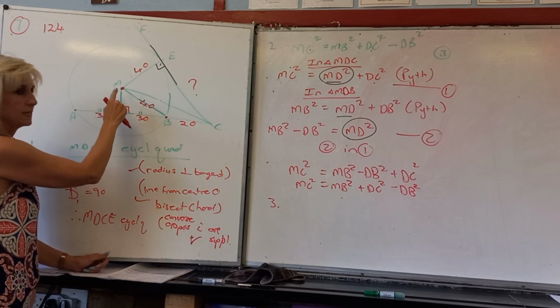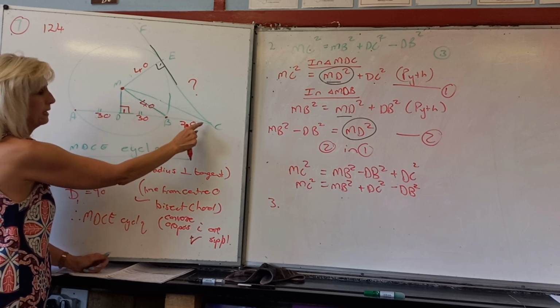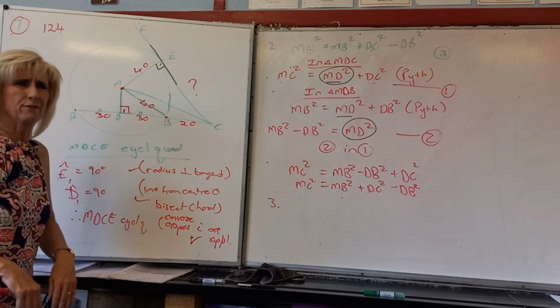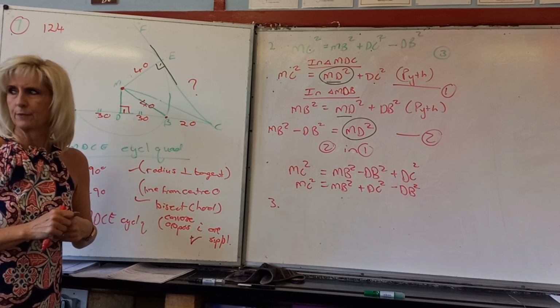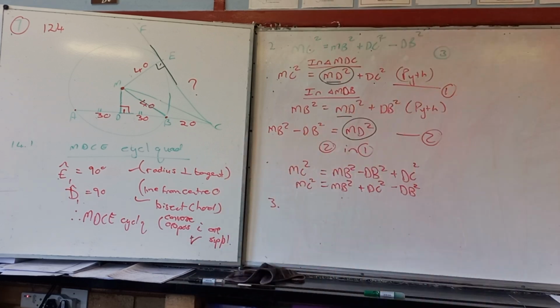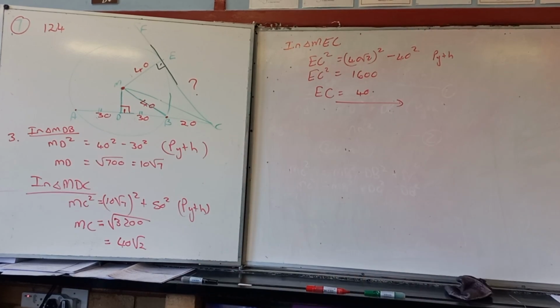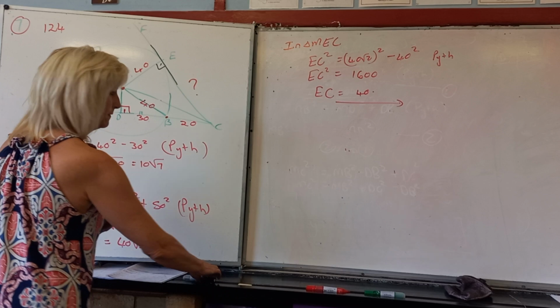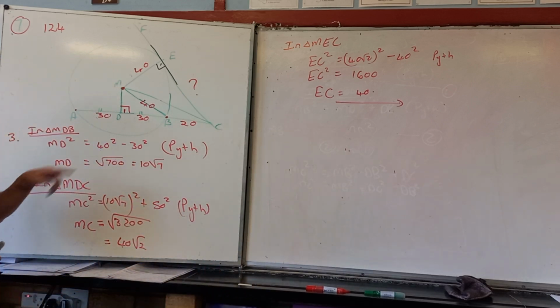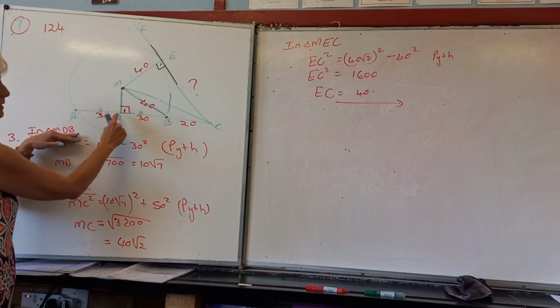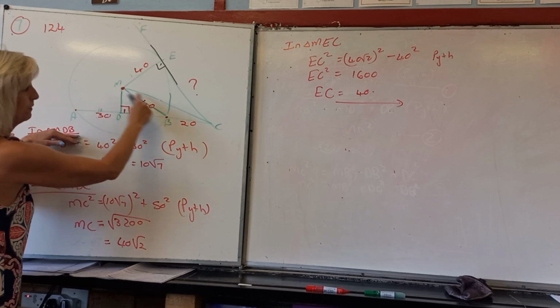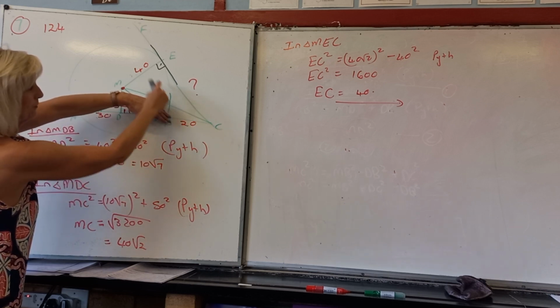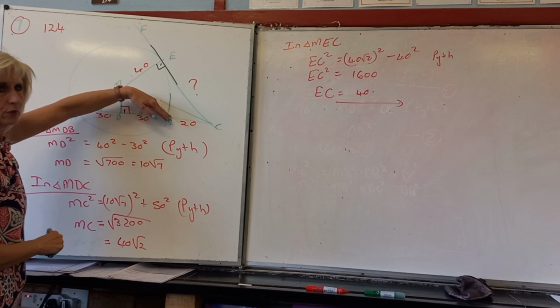Once I've got the MC, I'm done. So do I have to do 3 Pythagorases here? Yes, sorry, you're going to have to. Okay, so let's have a look at the Pythagorases. First in MBD, we're going to find MD. Why do we need MD? Because then we're going to go for the bigger triangle to find MC. Once we've got that, we've got 2 sides and we can find the actual one that we're looking for.